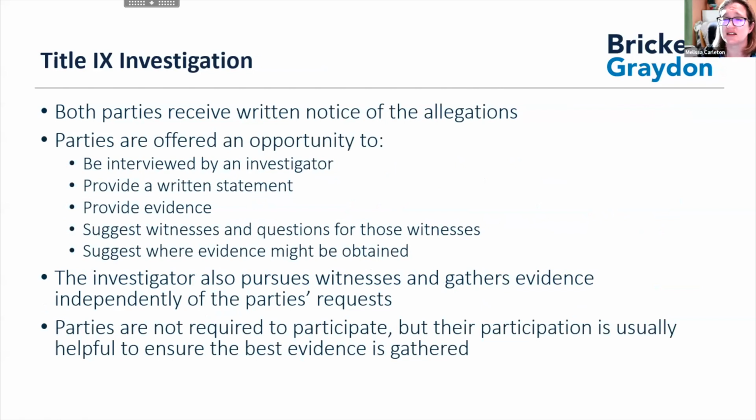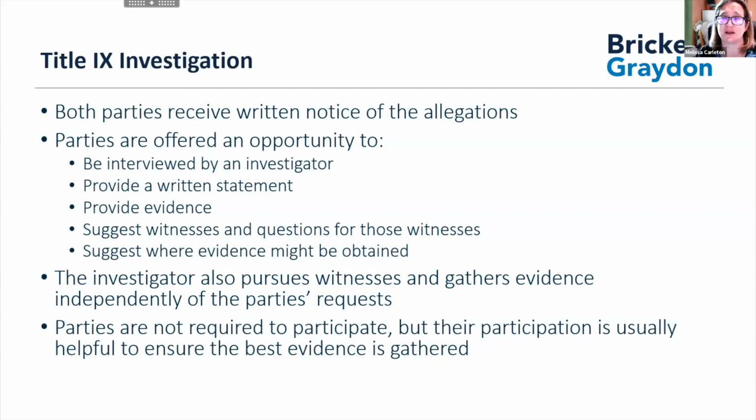They can provide evidence, suggest witnesses and questions for those witnesses, suggest where evidence might be obtained, because ultimately it's on the investigator to collect the evidence. It's not a burden that the parties themselves have. Right, so the investigator is going to do all of the talking with people, collect all of the information, and that's really their job. And sometimes it may be collecting information that the parties don't even know exists.